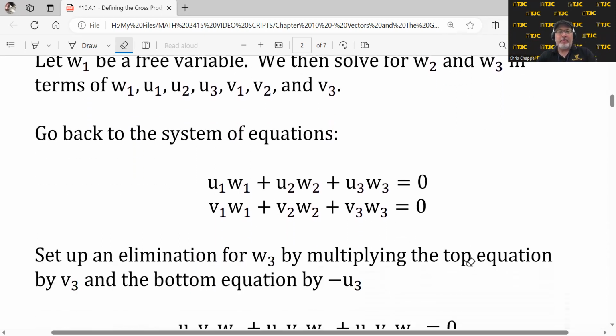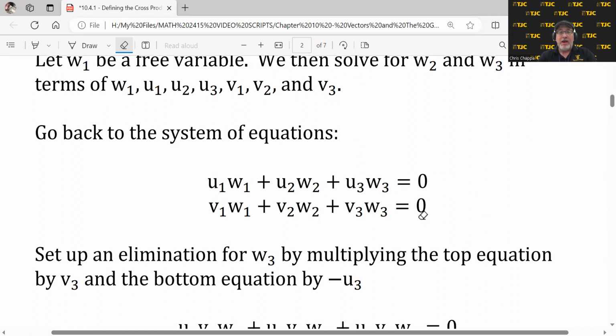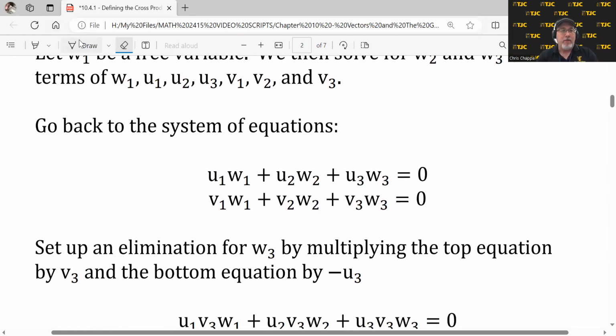So let's go back to the system of equations. The first dot product is equal to 0. The second dot product is equal to 0. And we're going to set up an elimination for W3. In other words, I want these to end up canceling each other. The standard way to do that is to multiply each equation by the coefficient of the variable in the other equation and making sure they end up being opposite.